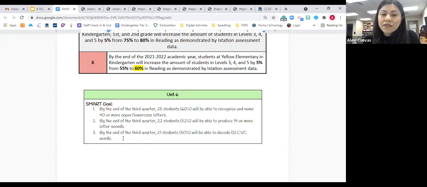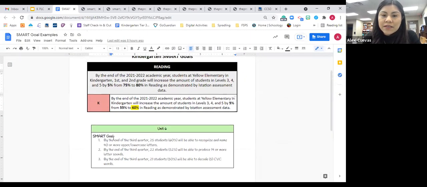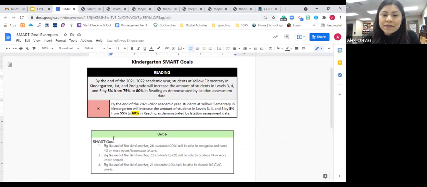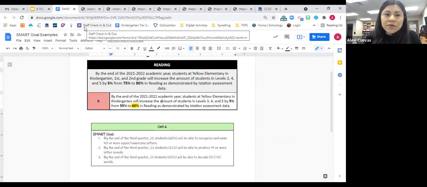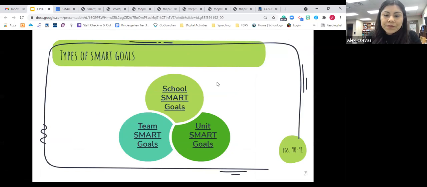And then we had, by the end of the third quarter, 21 students or 50% will be able to decode 5 CVC words. And this also reflects our kindergarten report card that we have, so we aligned it to that as well to meet those requirements. So there we have some examples of the SMART goals. And on pages 90 to 91, it talks about SMART goals in your Learning by Doing book.